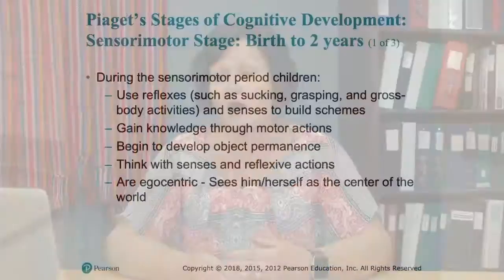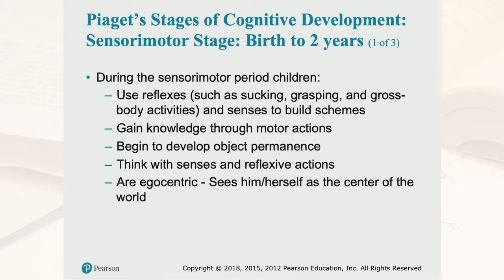Pre-op, the stage of object permanence is when they realize that it still exists and they go and look for it. They will think with senses and reflective actions, and they're very egocentric. They're very me-centered. It's all about me. They see themselves as the center of the world.